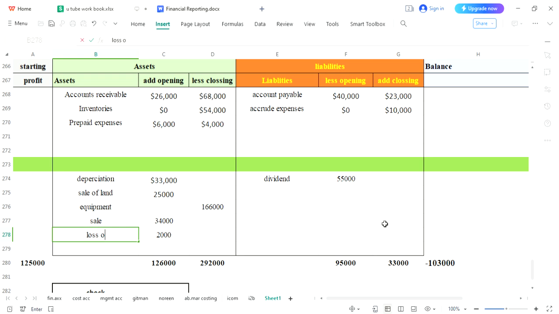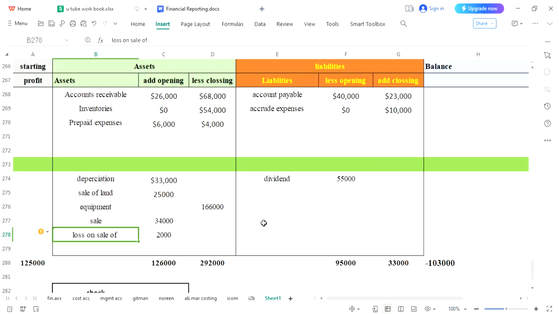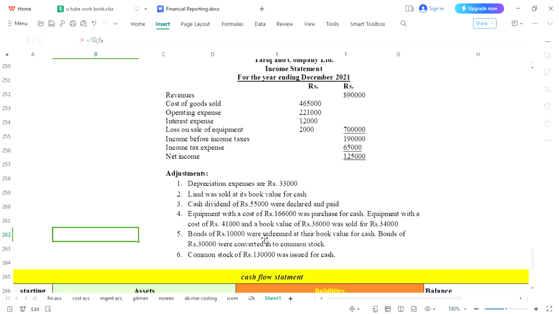Loss on sale of what asset was that? I have to see equipment. I was writing equipment, but suddenly I realized I will have to see it again. Okay, 2,000 we have done. Now what we have done: 34,000 plus the difference of loss. Loss non-cash, 2,000 added.